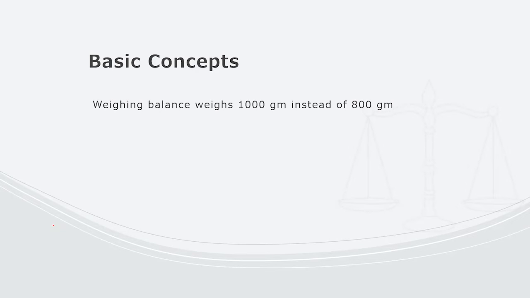Let's say there's a weighing balance that weighs 1000 grams instead of 800 grams. Now we need to understand what this statement means. The weighing balance weighs 1000 grams, that means it is reflecting 1000 grams on its screen instead of 800 grams. That means the actual weight that is kept on the weighing balance is 800 grams, and it is reflecting 1000 grams on the screen.